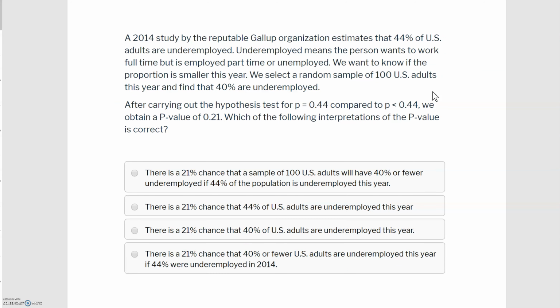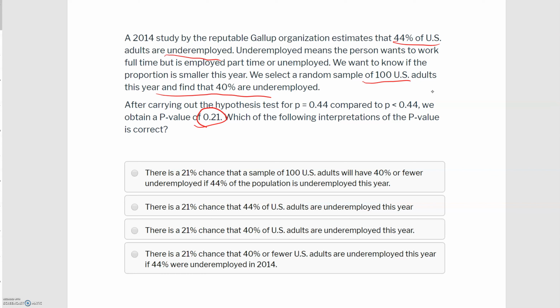All right, and this is interpreting what the p-value is. A 2014 study by a reputable Gallup organization estimates 44% of U.S. adults are underemployed. So they did a survey. We select a random sample of 100 U.S. adults and find that 40% of them are underemployed. So it's a little bit less than what the Gallup had said. So carrying this out, we find a p-value of 0.21. So what does that mean?